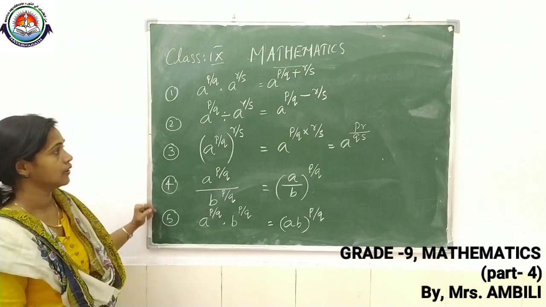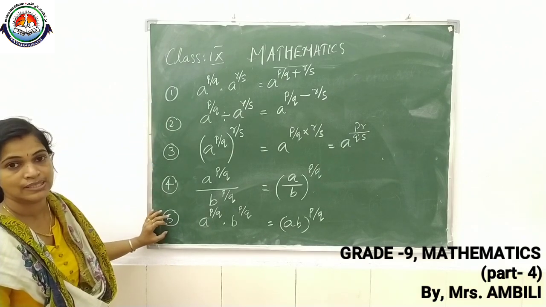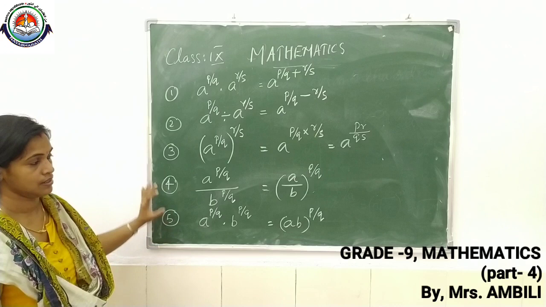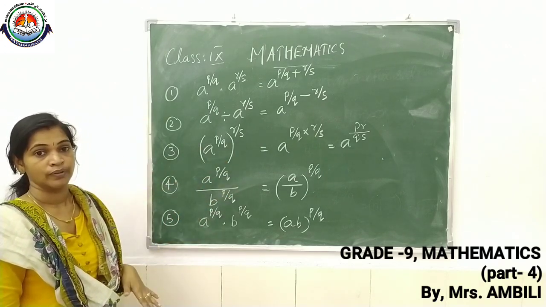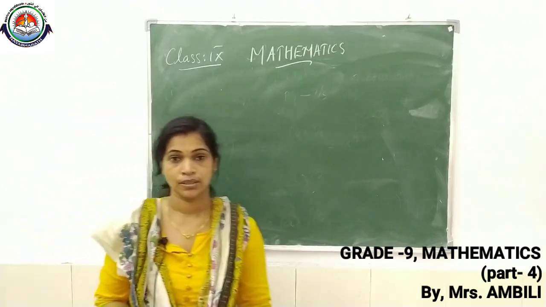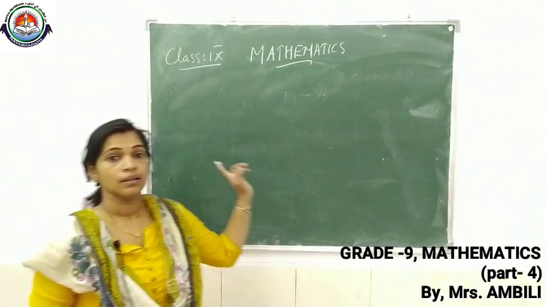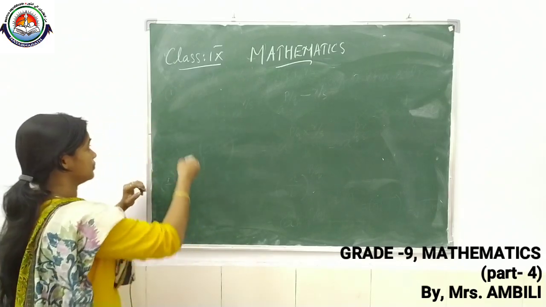Okay, clear? One, two, three, four, five: rational exponents of real numbers. Study this one also. We need to use this in solving problems. Clear? Then we can solve some problems using these exponents. Okay, write one question.